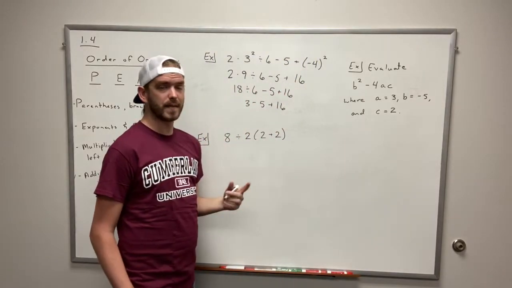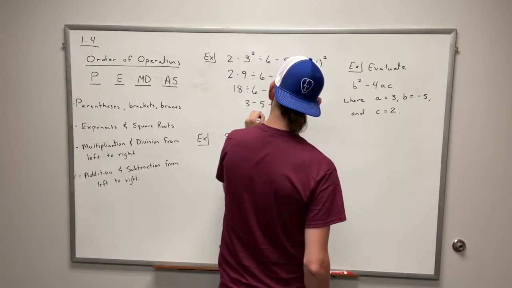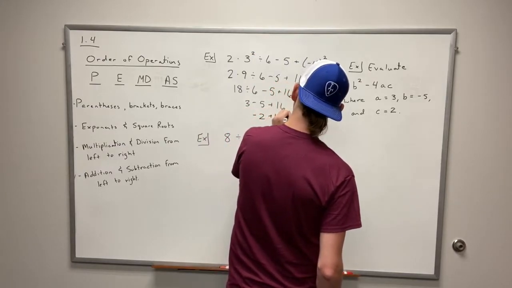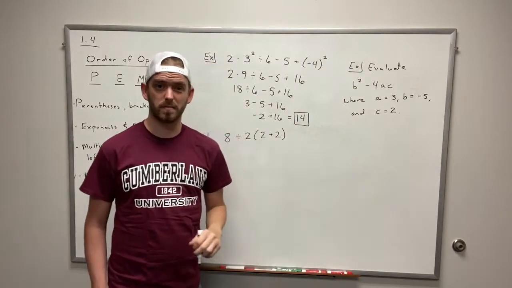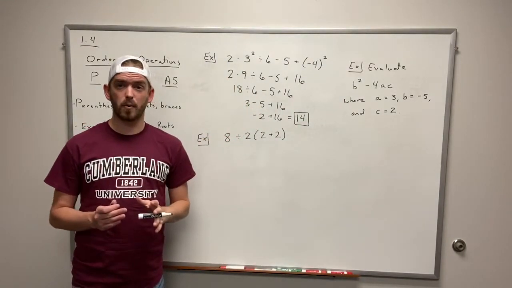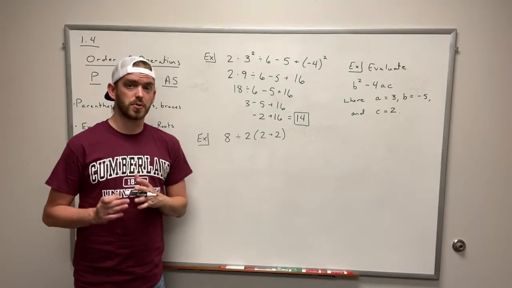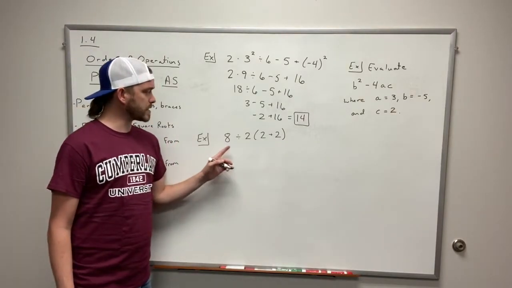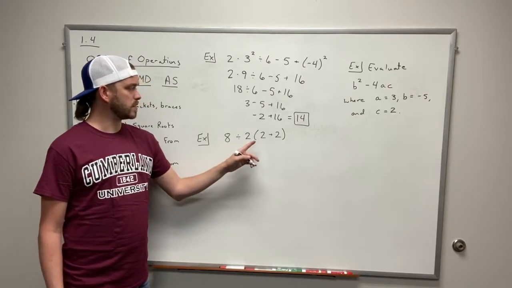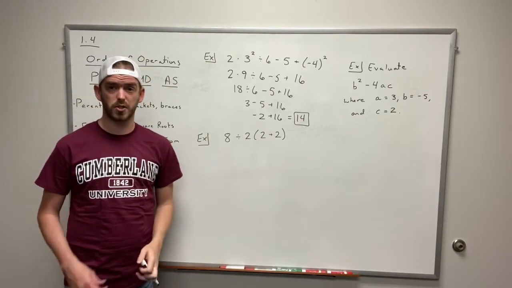3 minus 5 gives us negative 2. And negative 2 plus 16 gives us a positive 14. This next problem is a great example of making sure that you do multiplication and division in the order they appear. So we have 8 divided by 2 times, in parentheses, 2 plus 2.